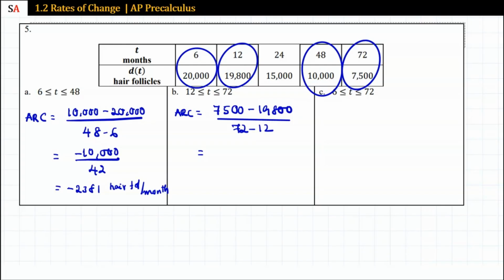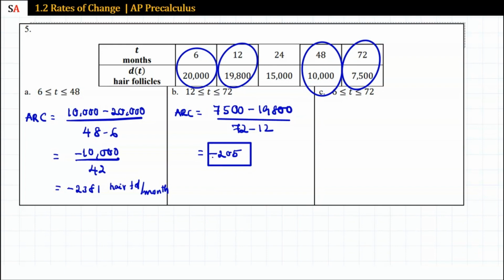So this one is 7,500 minus 19,800 over 72 minus 12, which is negative 205. That is the hair follicles per month.